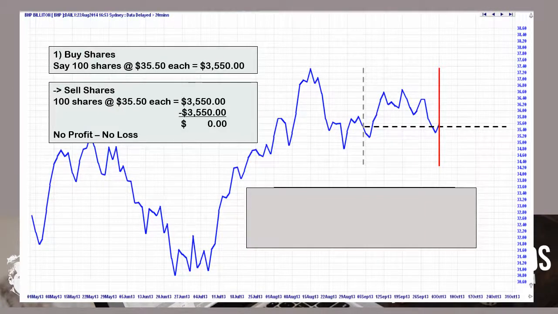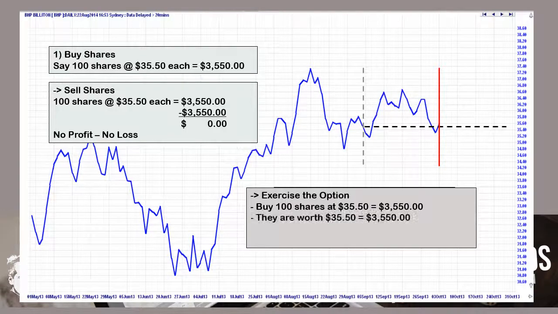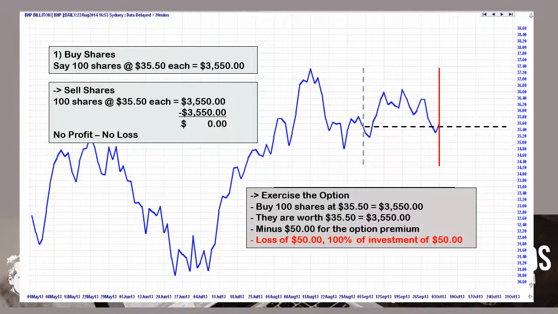Let's have a look what happens with the option. Well, you can exercise your option. You have the right to buy those shares at $35.50, of course. They are worth exactly the same price. You have paid, unfortunately, $50 for the option, $50 that won't come back to you. So basically you end up with a loss of $50, or you can also call it a 100% loss of your investment.